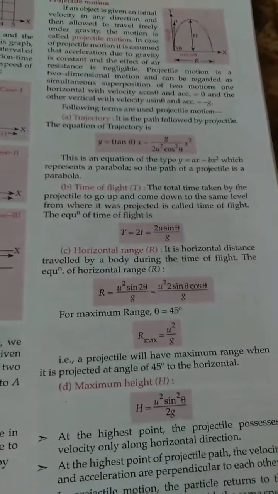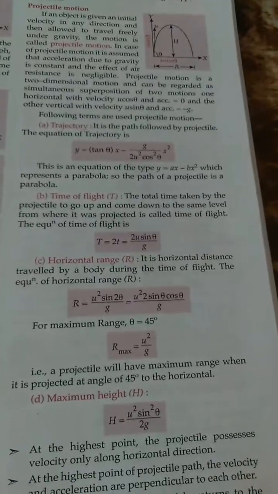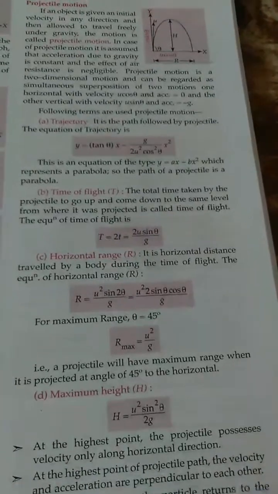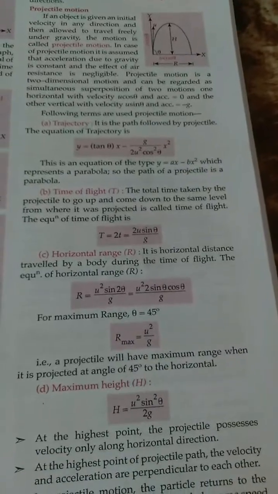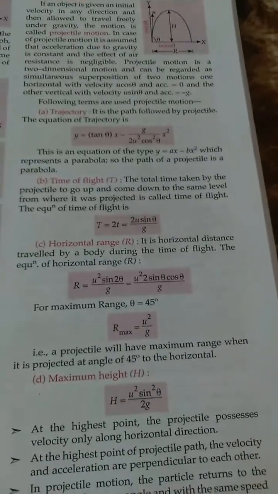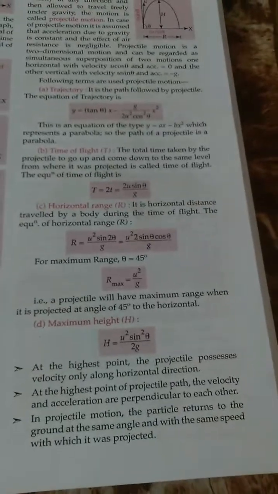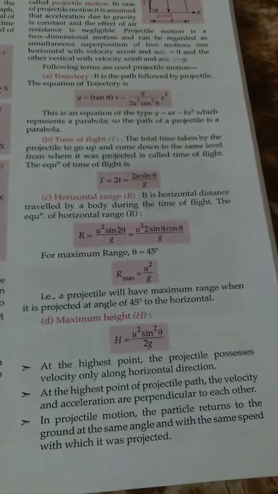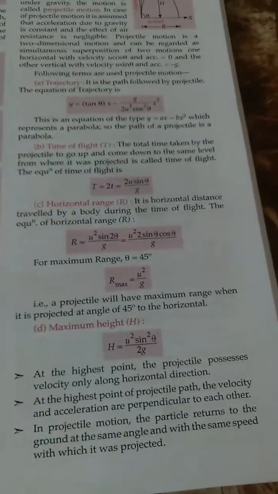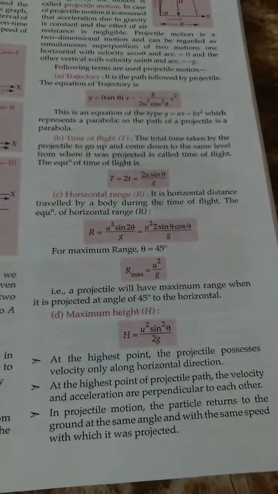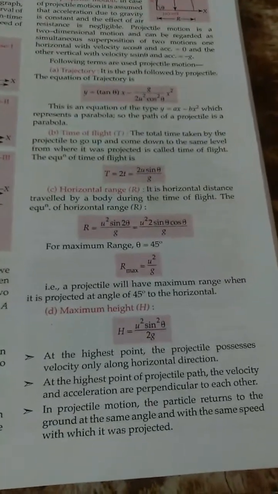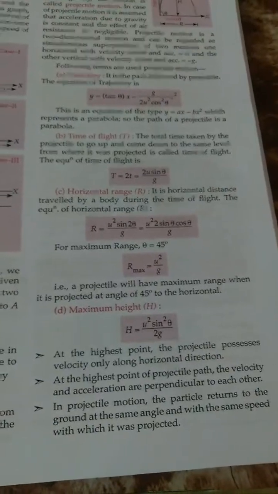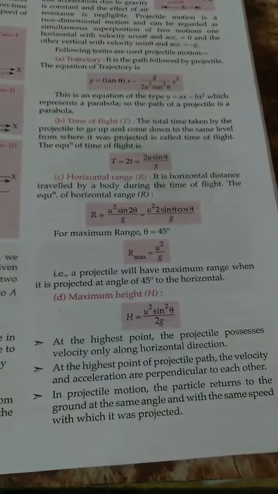Time of flight. The total time taken by the projectile to go up and come down to the same level from where it was projected is called the time of flight. The equation of time of flight is T equals 2u sin theta divided by g. Horizontal range. It is the horizontal distance traveled by a body during the time of flight. The equation of horizontal range is R equals u square sin 2 theta divided by g, equals u square 2 sin theta cos theta divided by g. For maximum range, theta equals 45 degrees. Maximum range equals u square divided by g.